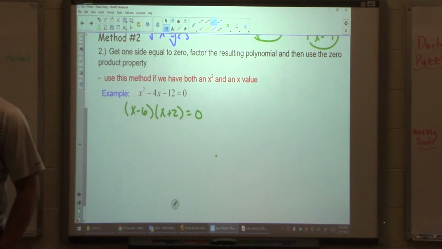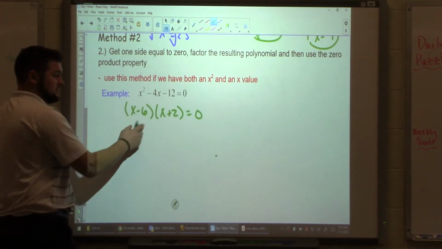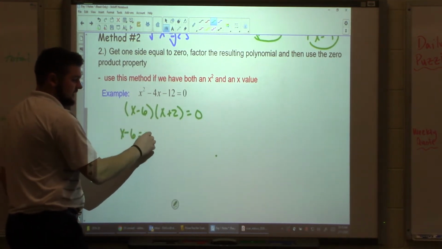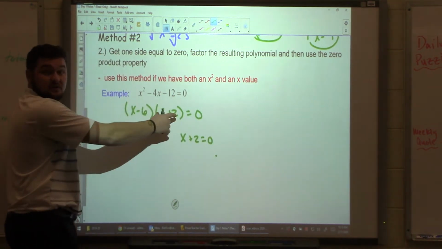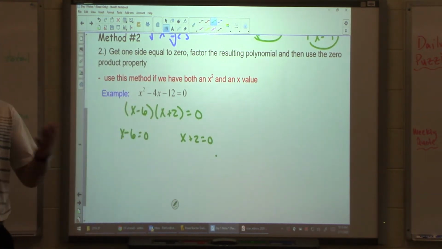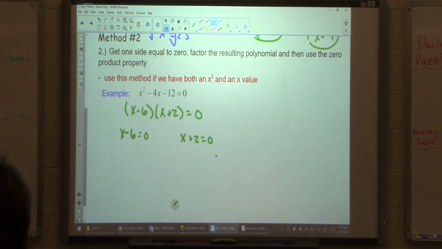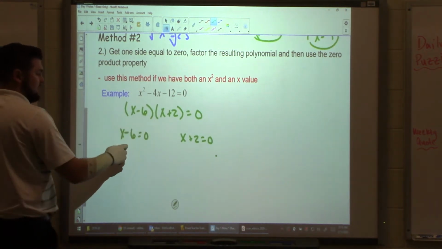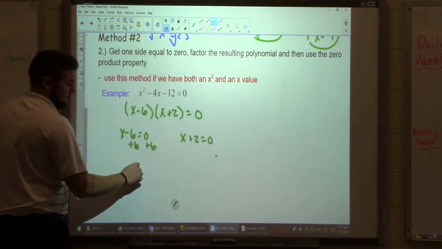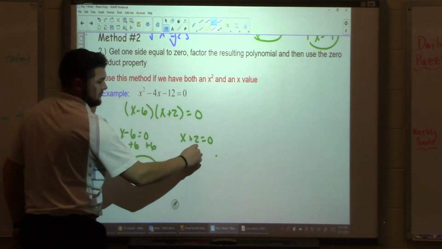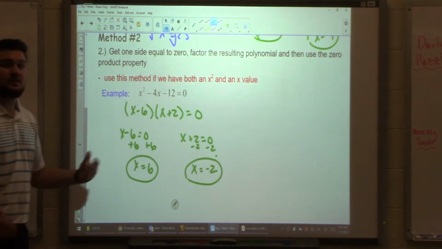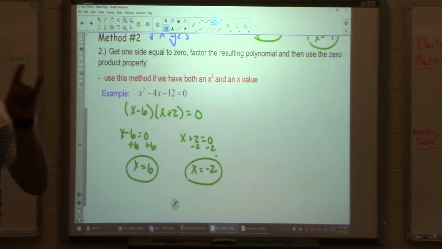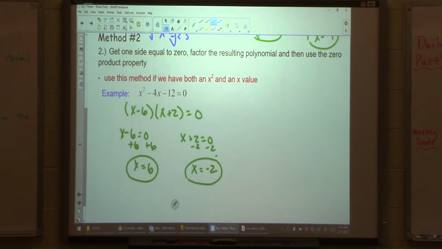So the way we're going to solve this is we're going to take each of these pieces and set it equal to 0. Because if one of them equals 0, that whole thing's got to equal 0, right? We're multiplying them. So then we're going to solve both of these. Add 6: x equals 6. Minus 2: x equals negative 2. And those are my two answers then. Notice we still got two answers. Alright, any questions on that?